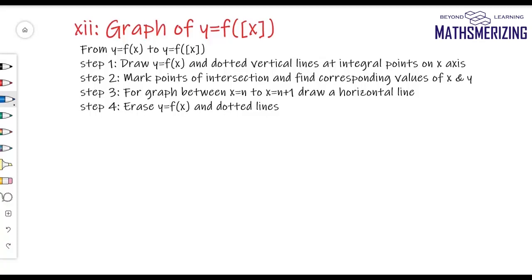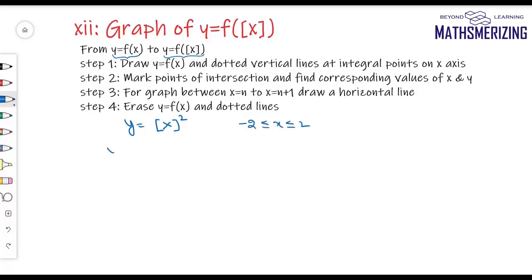So from the graph of y equals f(x), I have to draw the graph of y equals f of the greatest integer function of x. Now what we already know is if x lies between n and n plus 1, the greatest integer function of x will be n. So what I'll do is I'll draw the graph of f(x) and then I'll draw vertical lines at integral points on x. So say for example, suppose I have to draw the graph of y equals the greatest integer function of x, whole square, and suppose I have to draw this graph between -2 and +2.